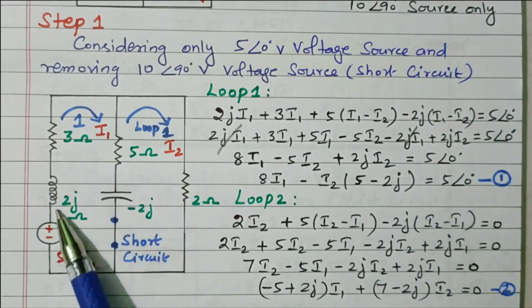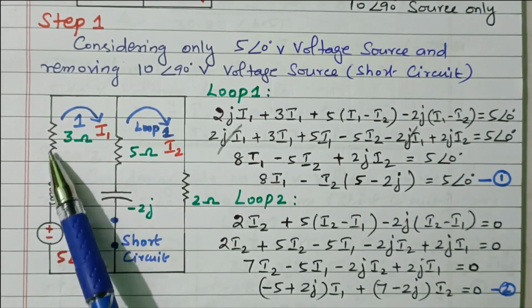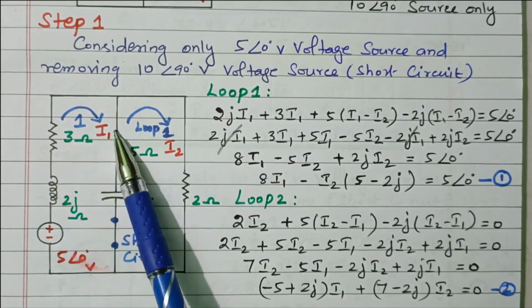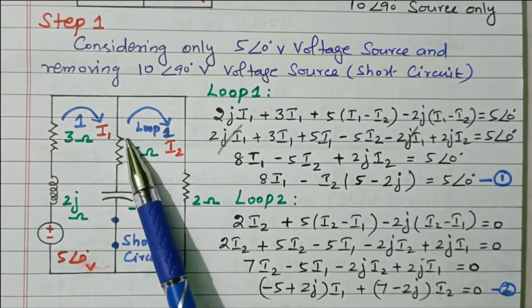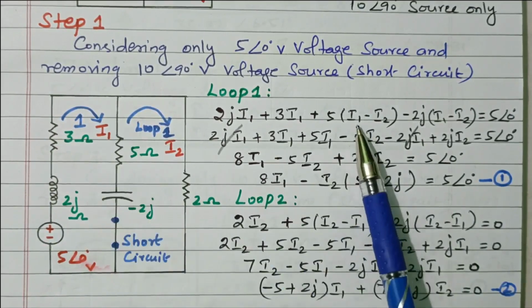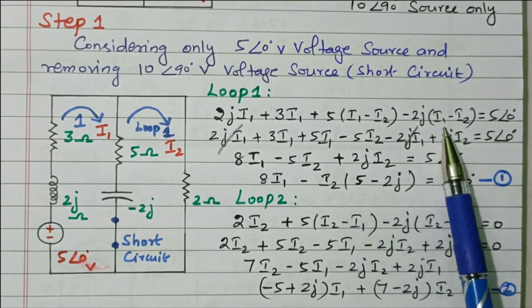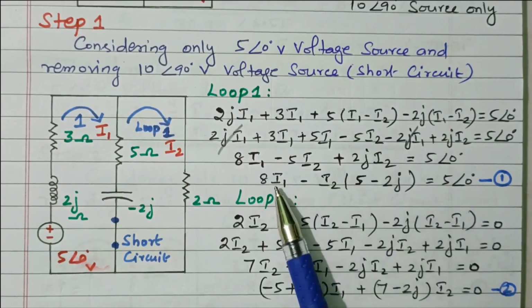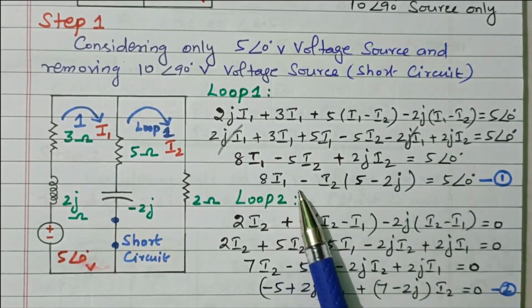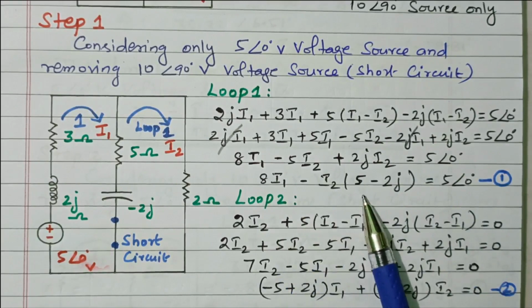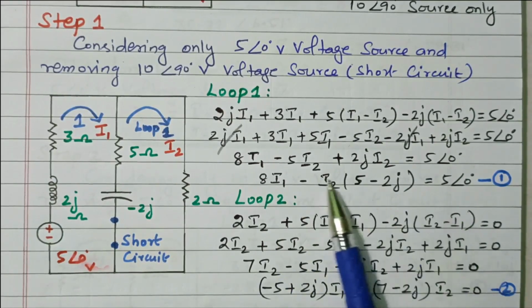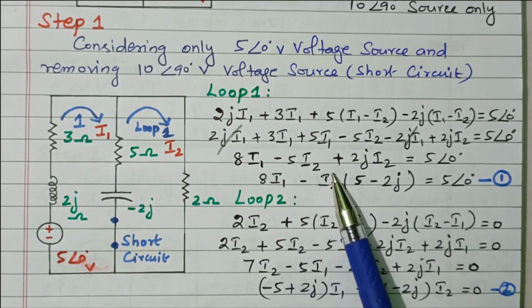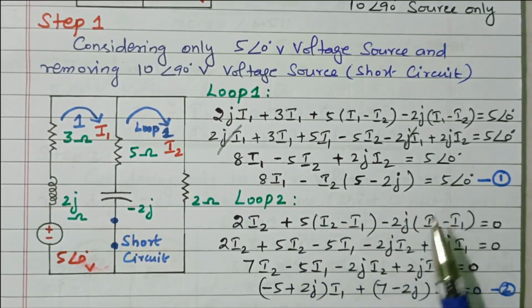In the inductor and resistor only I1 is flowing, but in this resistor and capacitor I1 is flowing and I2 is also flowing in the opposite direction. So we are taking I1 minus I2. After simplification we got I1 times (8 minus 2J) minus I2 times (5 minus 2J) equal to 5 volt. This is equation number 1, with I1, I2 equal to the voltage.